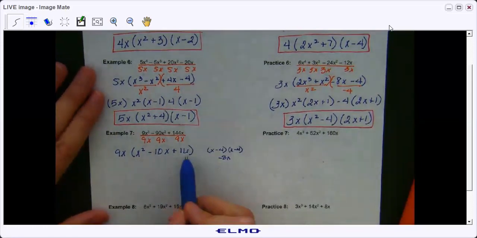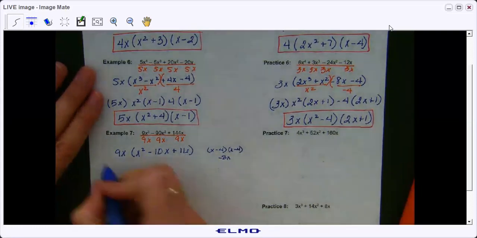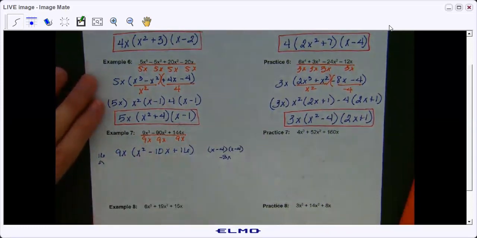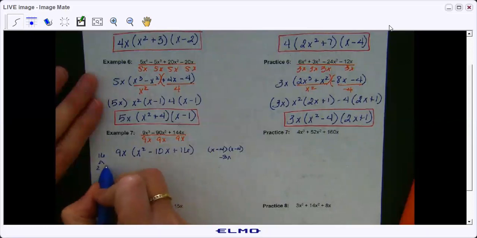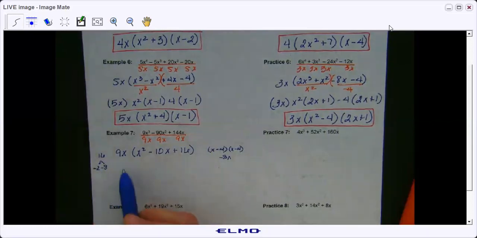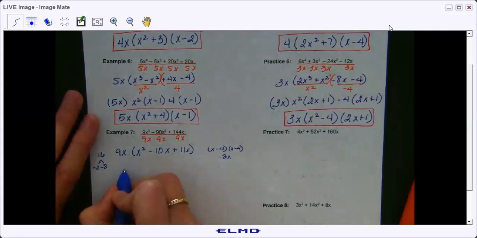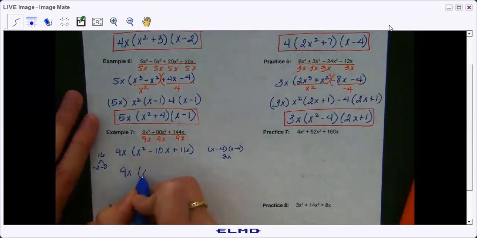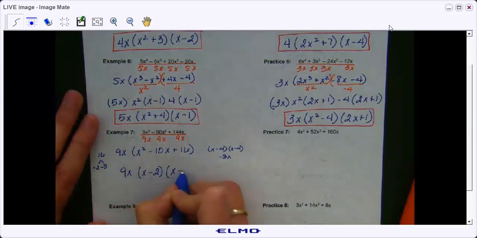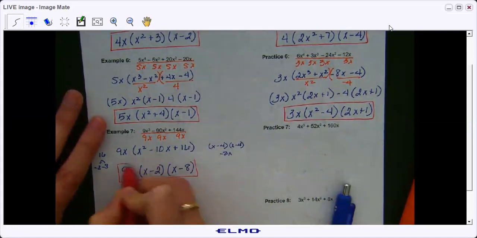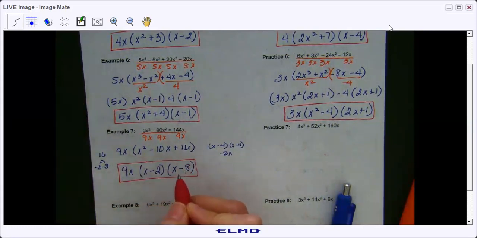We're going to find factors of 16 that add up to a negative 10. You know what those two factors are? Yep, 2 and 8, and they both have to be negative. So -2 times -8 is a positive 16, and then -2 plus a -8 is a -10. So in this case, our answer is 9x times x minus 2 times x minus 8. Yes, that is the answer.